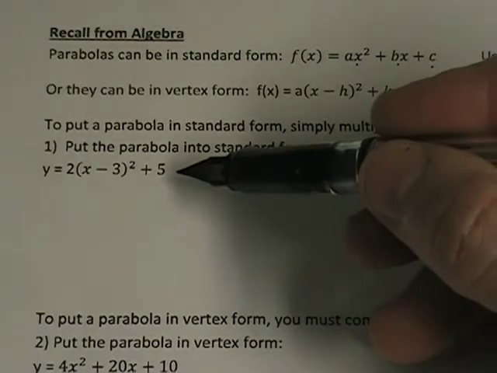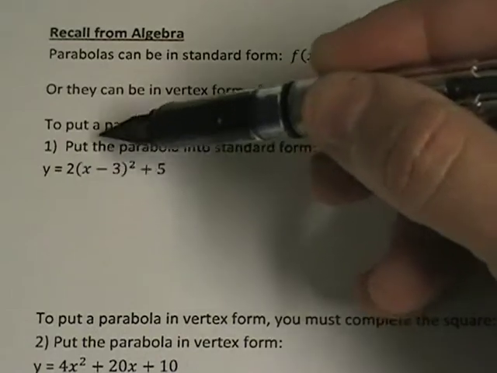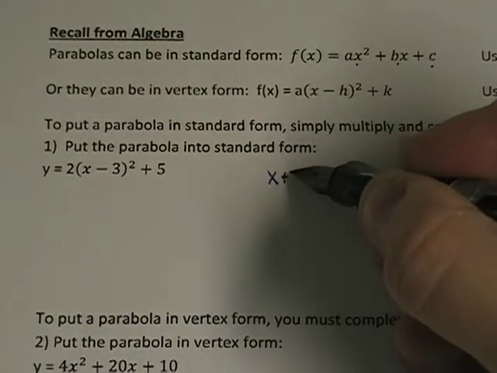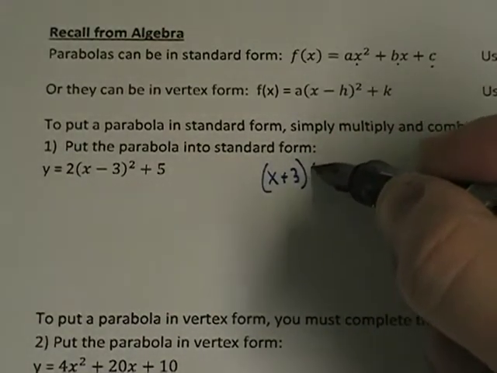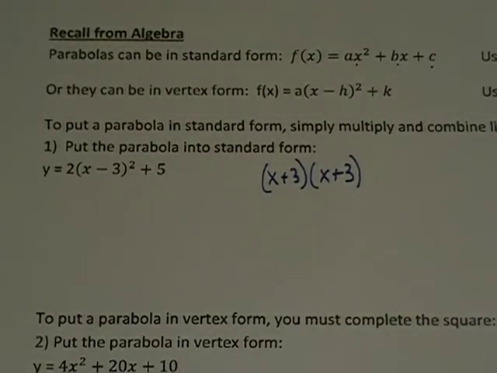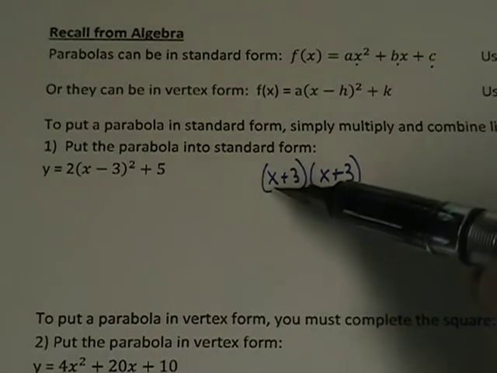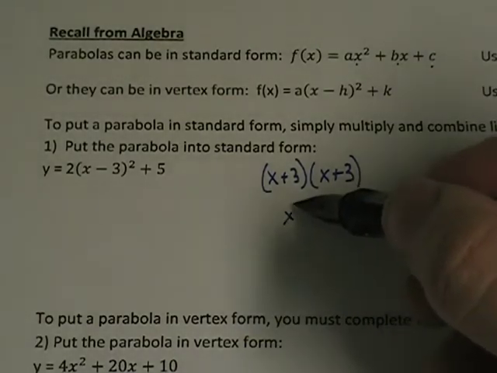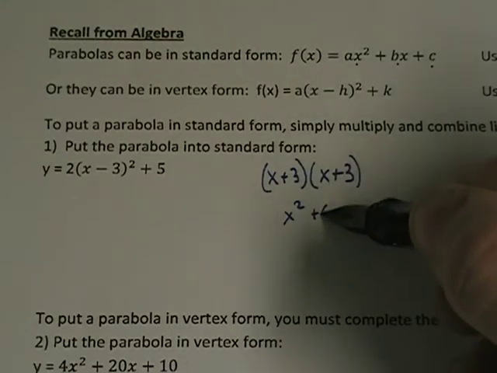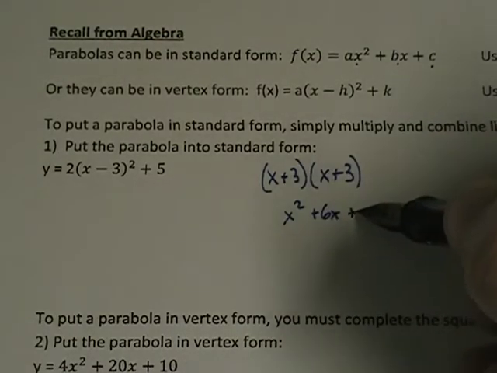To convert this to standard form, all we're going to do is expand this term here and then combine like terms. Okay, so to expand this term, recall that x plus 3 squared is x plus 3 times x plus 3. And if you remember, there's a special multiplication for that. This is called a perfect square trinomial. And if you remember that, you can use it. And if you don't, you're going to multiply every term. So x times x will give you x squared. And then we get 3x, and we get another 3x. So we get a total of 6x. And then 3 times 3 is 9.